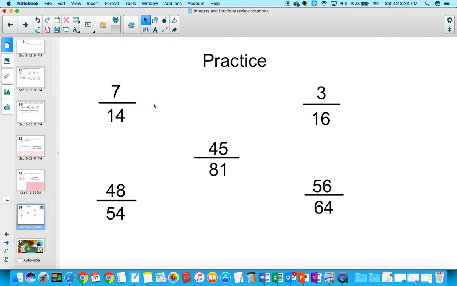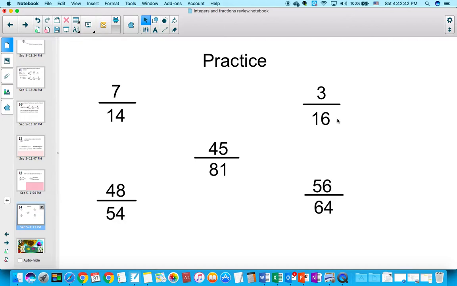So 7 over 14 is the same as saying 1 over 2, or 1/2. Again, you can see 1 and 2, small. It's a smaller fraction. It's simpler. It's easier to look at. Try doing that for the others.